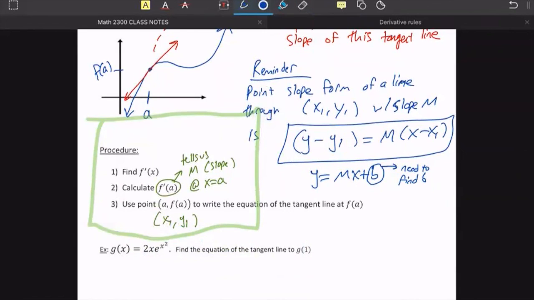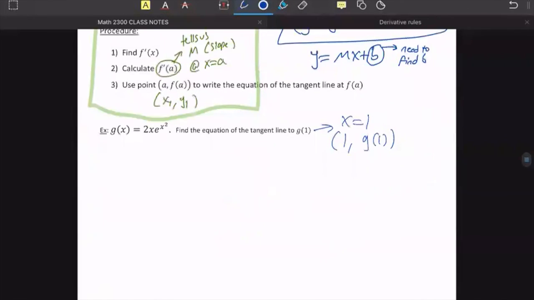So you find the derivative. Again, I just did it a second ago. You plug in the point we care about. The point we care about is x equals 1, right? Because it's g of 1. And then you use the point 1 comma g of 1 to write the equation of a line. I would just use the easy version of that equation: y minus y1 equals slope times x minus x1.